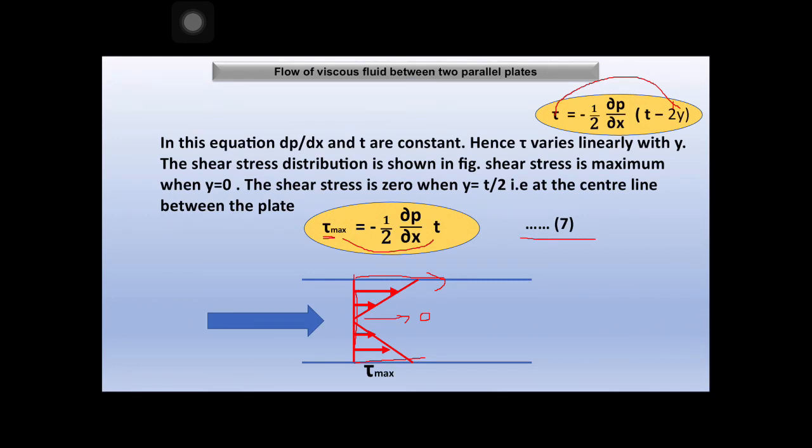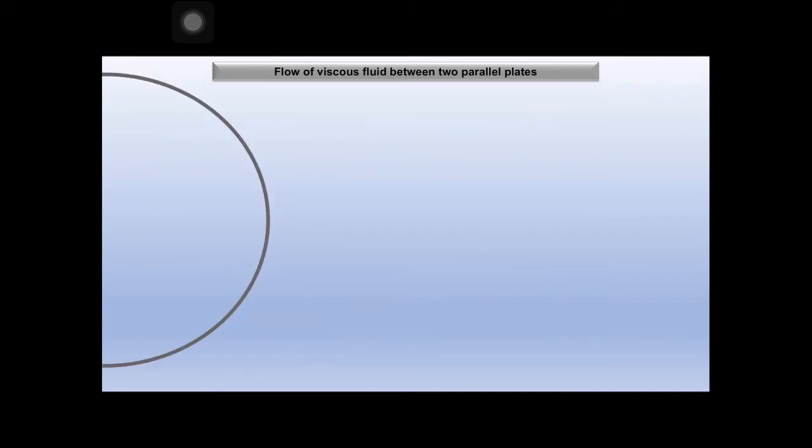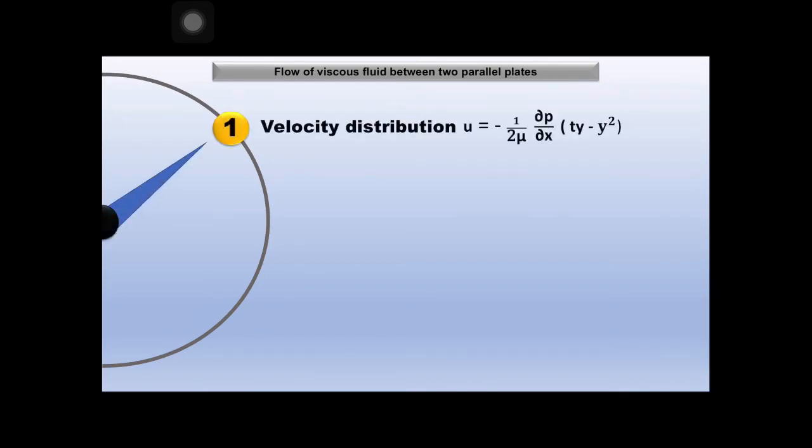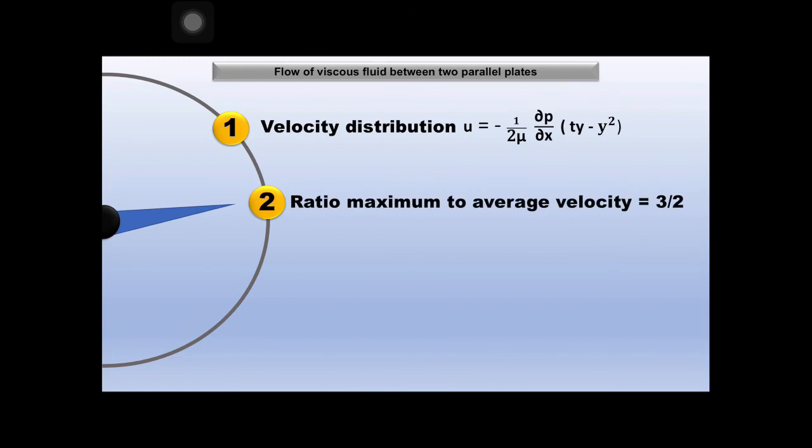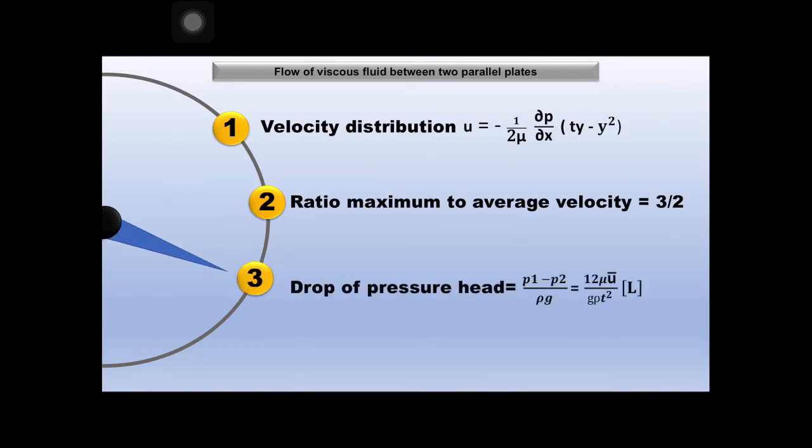So these are the 4 parameters to analyze the flow of viscous fluid between two parallel plates. Hope you understood it. To summarize this whole video, we need to look at this slide. The first point we studied is the velocity distribution, that is u is equal to minus 1 by 2 mu into delta p by delta x into (ty minus y square). Point number 2 is the ratio of maximum to average velocity, which is equal to 3 by 2.